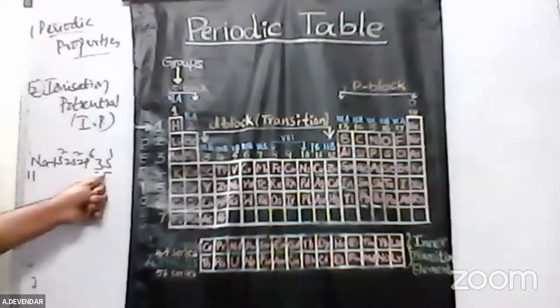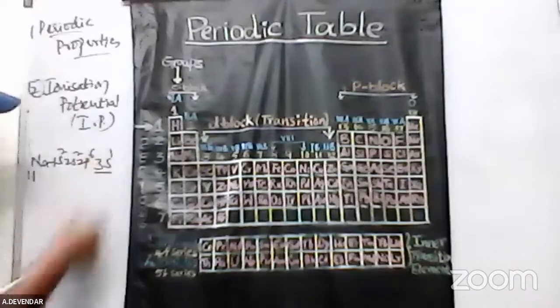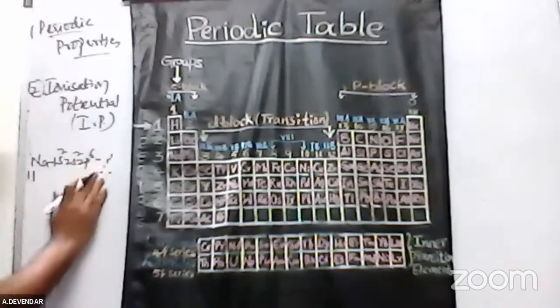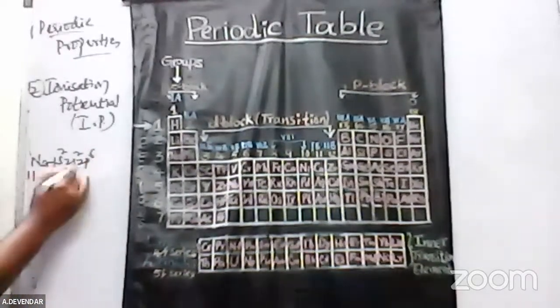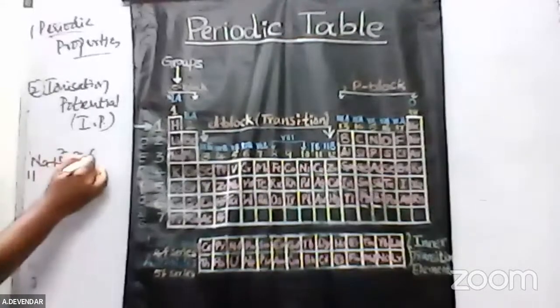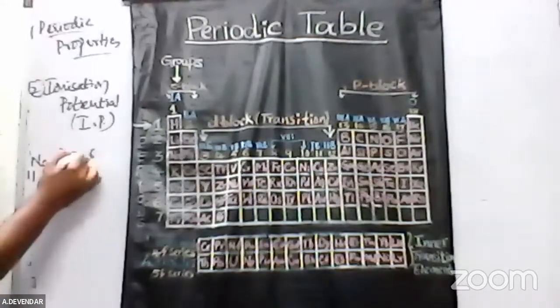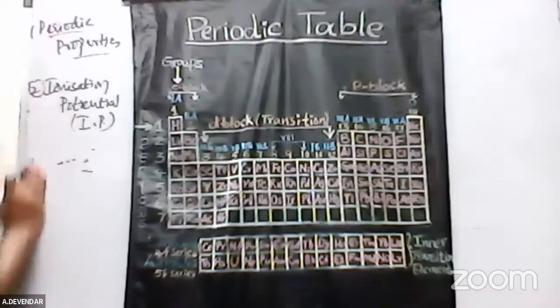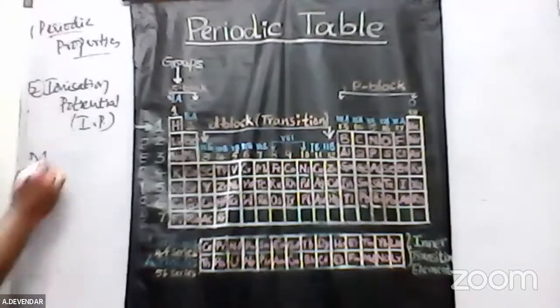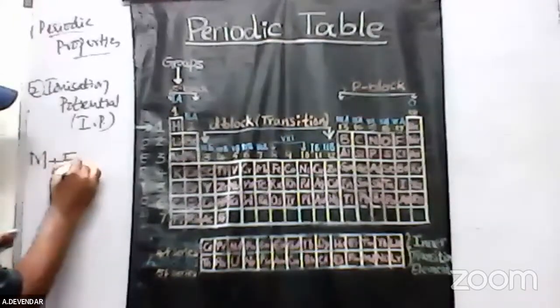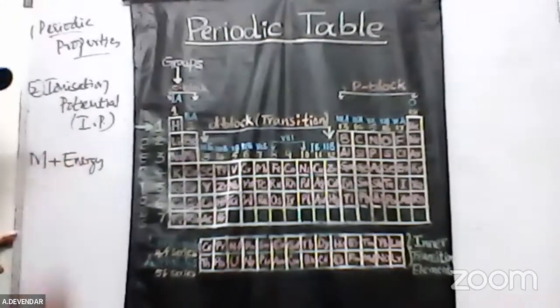So in sodium, in the outermost shell, 1 electron is there. It loses 1 electron and gets 8 electrons, 2s2, 2p6. That is what ionization potential is like. One electron means metal; sodium is a metal. What energy is required? Ionization potential.